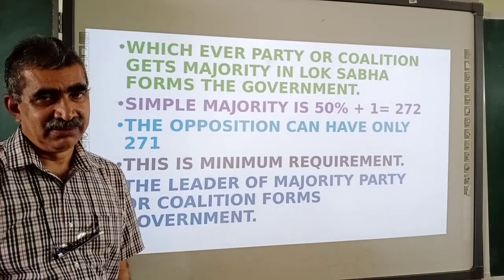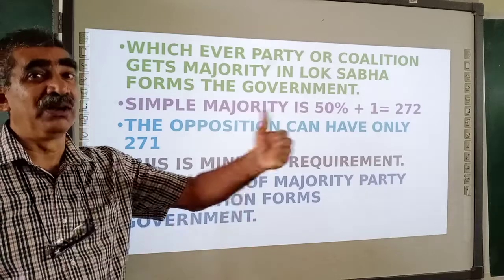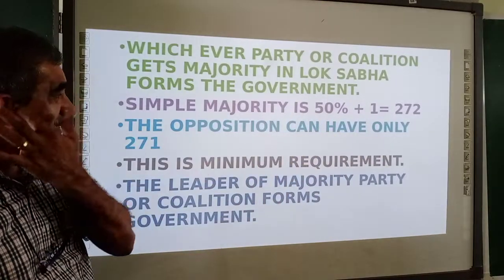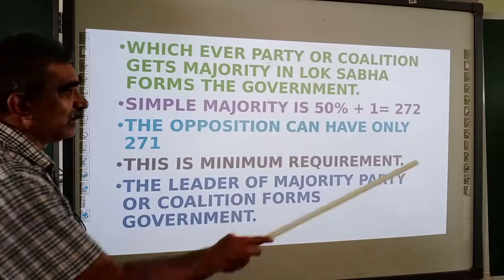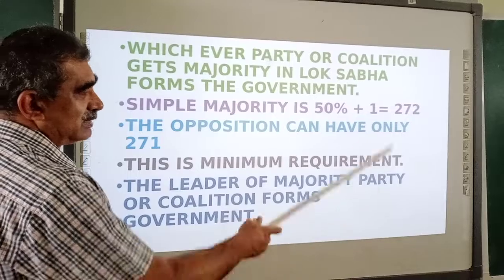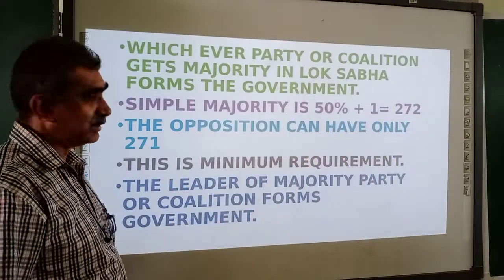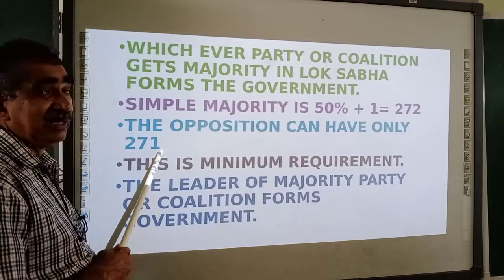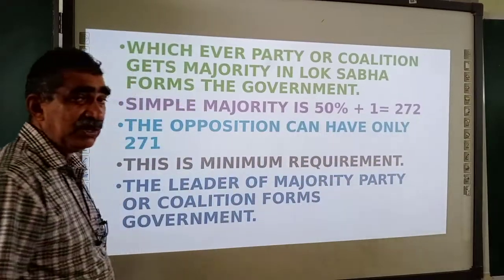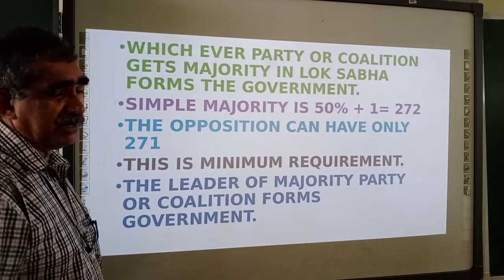Okay? Clear? We cannot cut a human being, so it is 50% plus 1. If there were 274 members, then the majority would have been 138. Here the opposition party will have only 271. So 271 plus 272 is 543. This is the minimum requirement.